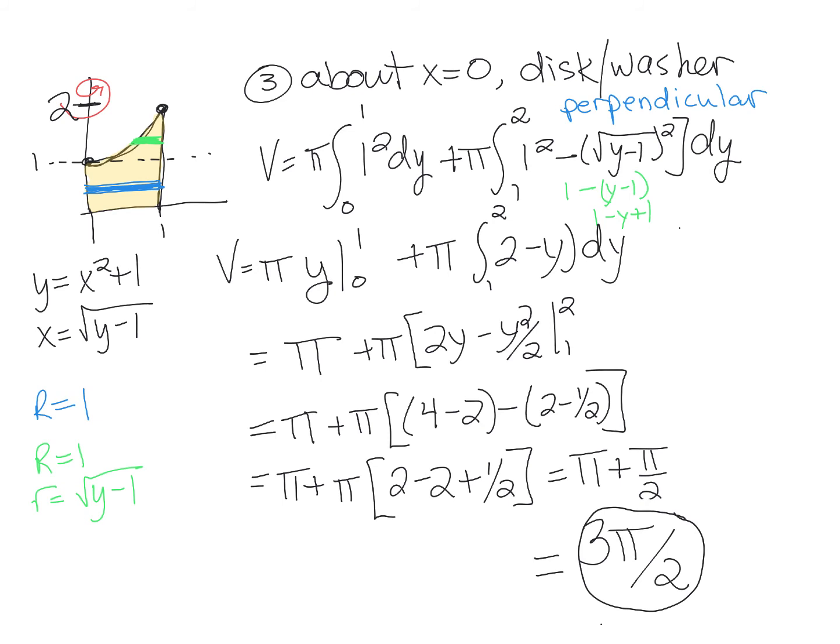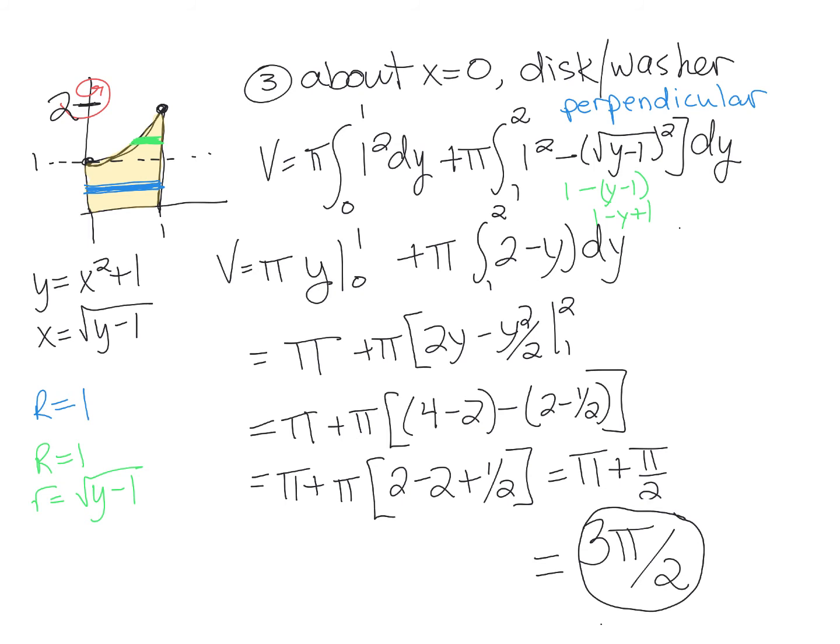Washer is pi r squared minus the inside pi r squared. So here we go. From 0 to 1, I'm just integrating a radius of 1. Pi radius squared, it's dy, and y is going from 0 to 1. And then the second bit, once we cut it off, we're going to go from 1 to 2 on y. It's pi, the outside radius squared, minus the inside radius squared. So the outside, remember this is our axis, so the outside radius is this whole distance, which is a constant 1. The inside radius is the curve.